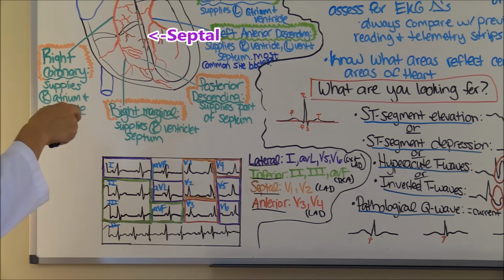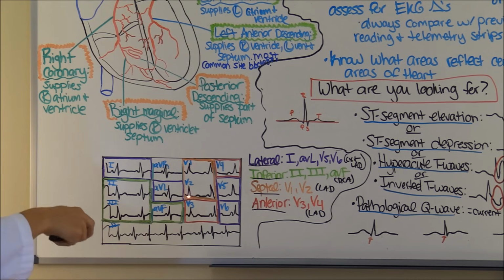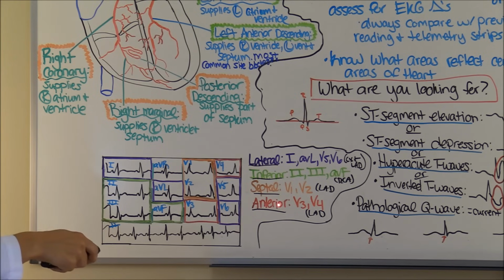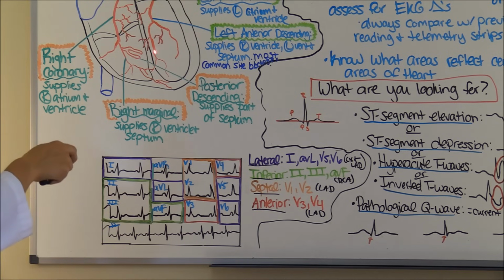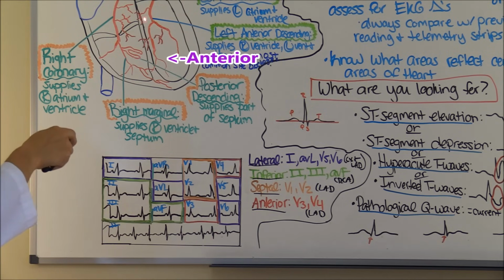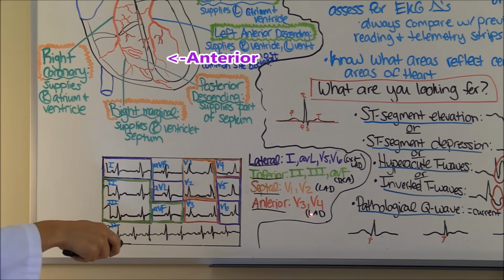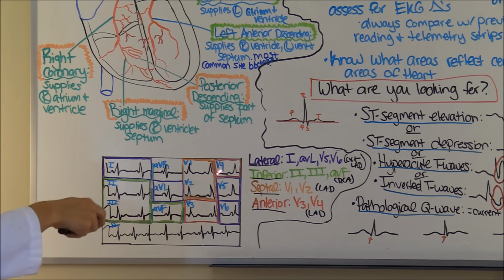And notice, what is feeding this area of the heart, your septal area? Mainly your LAD, your left anterior descending. So if you're seeing changes there, probably have a blockage there. Anterior view of your heart is represented with V3 and V4. And this is about right here in this area. And that again is supplied by your LAD, your left anterior descending, and it's represented in those 2 areas right there.